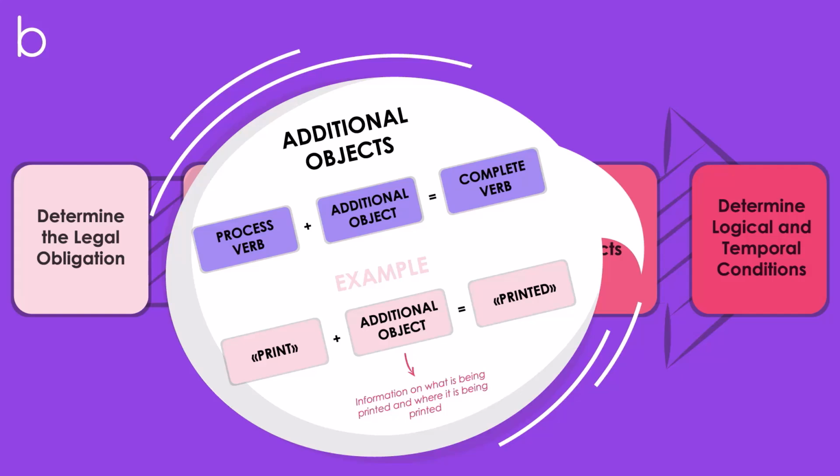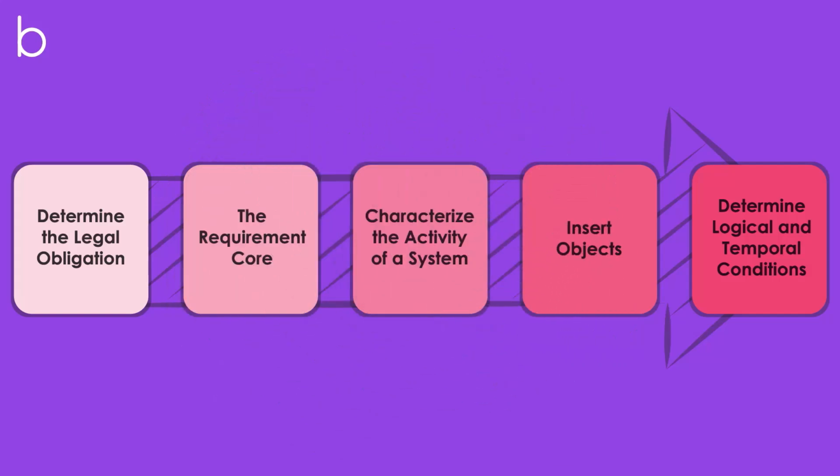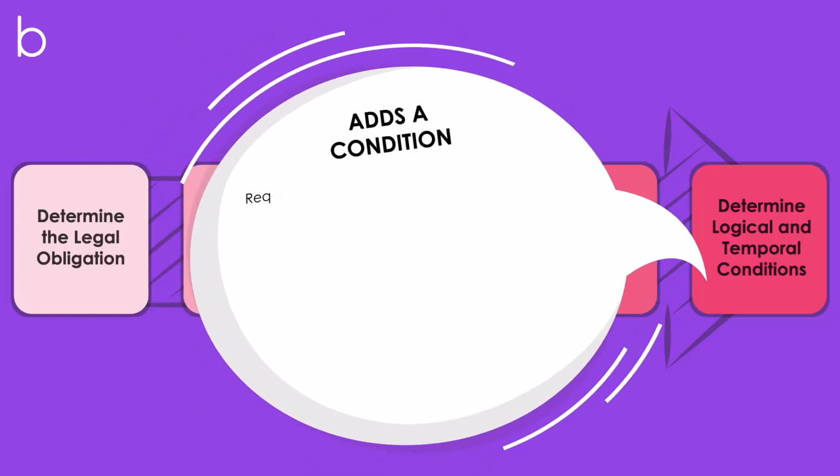The action becomes more precise and effective by updating the requirements template for the process verb print with the necessary information. Knowing what is being printed and where it is being printed ensures that the intended output is achieved accurately. And the last part adds a condition.